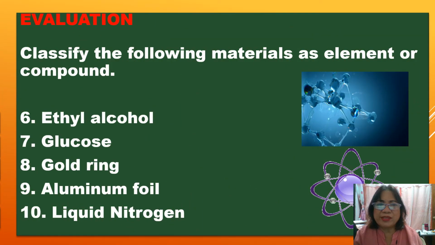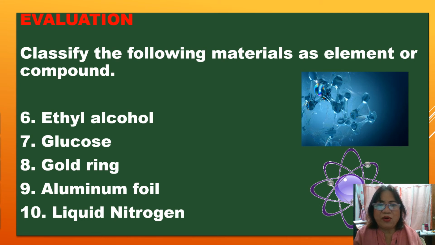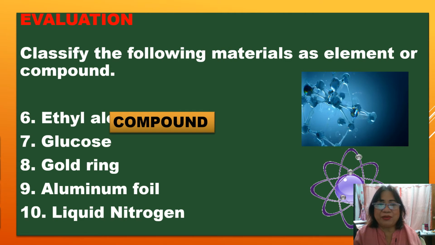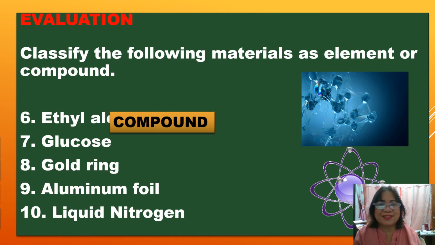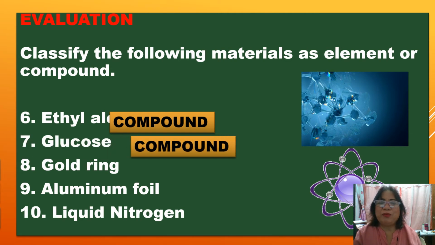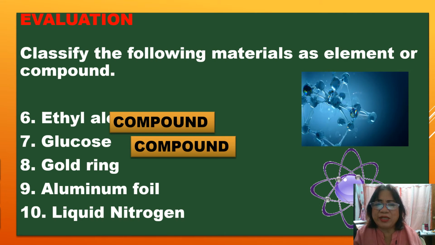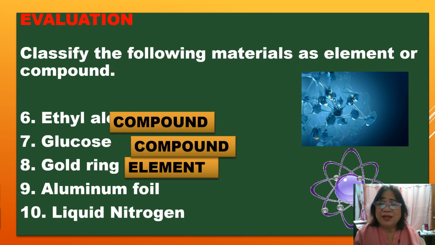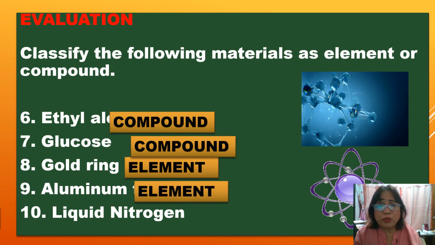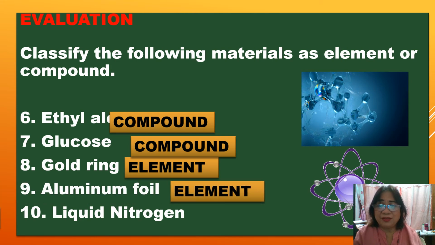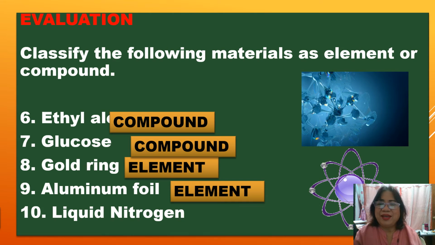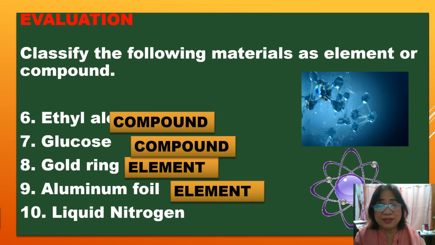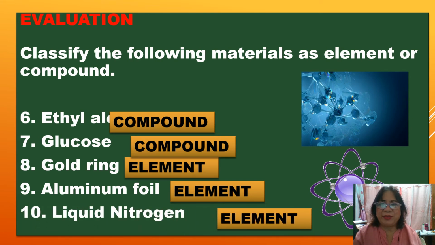Let us have more examples. Ethyl alcohol. Yes, it is a compound. How about glucose? Again, it is a compound. How about the gold ring that we wear? Yes, it is an element. Aluminum foil that we use in the kitchen. Okay, and the liquid nitrogen used in cryogenics. It is an element.